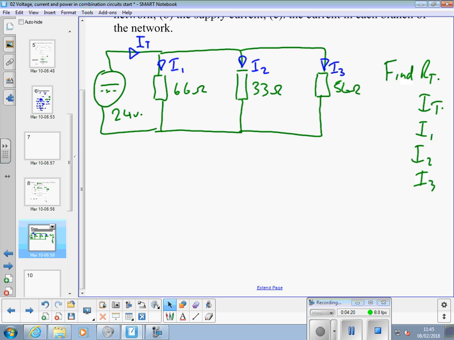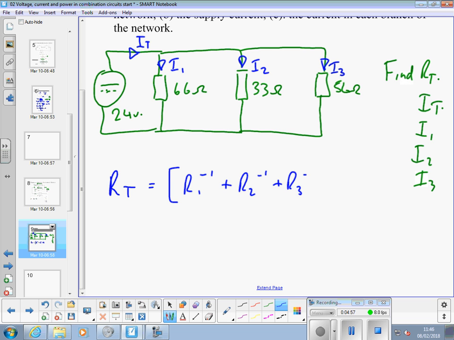Formula for our total resistance. No, you can't use product over sum for 3, you're going to use it for 2. Don't forget the power of -1 at the end.